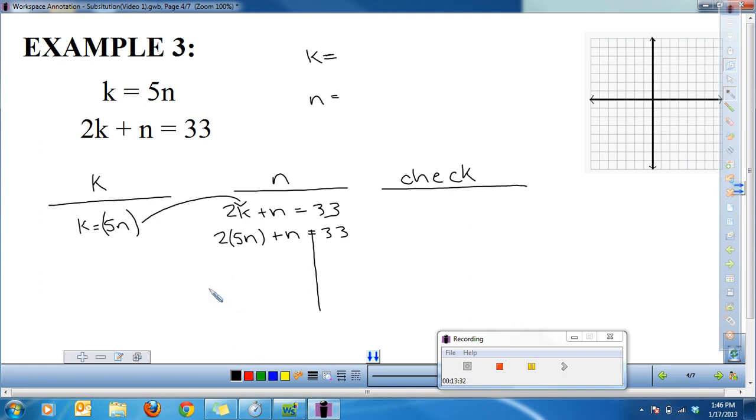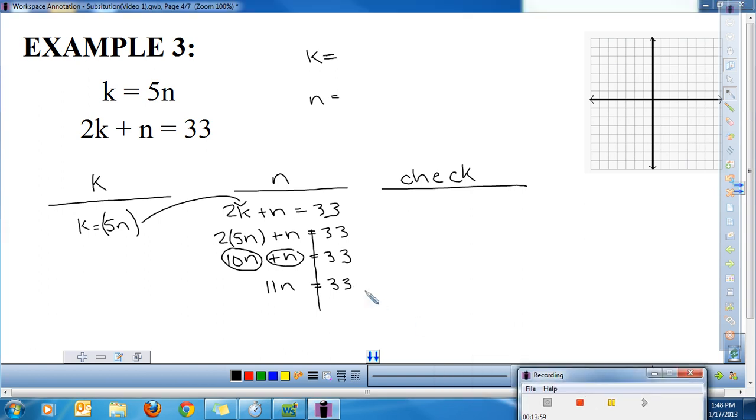Now here, you should remember, ask yourself, can I simplify anything? Well, I see right here I can do 2 times 5n, which is 10n. I have my plus n that I'm going to bring down, and that equals 33. I still have some simplifying I can do. 10n and n are like terms. 10n plus n gives me 11n.